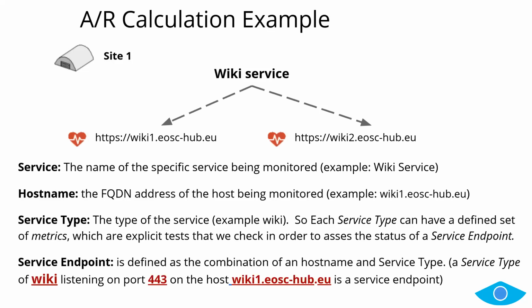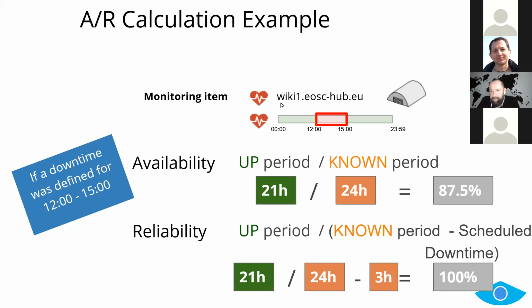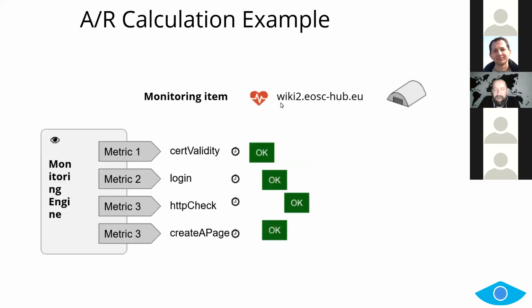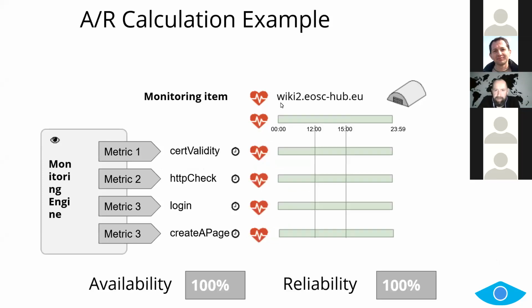And so reliability will suddenly become 100%. Availability is still 87 because you were not available. Now, let's take the second one, and the second one was okay for the whole day. So it was 100% and 100%.